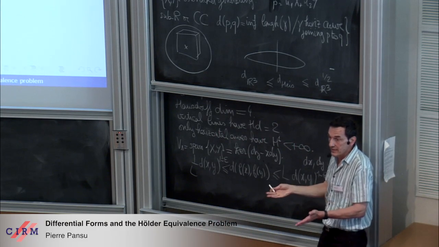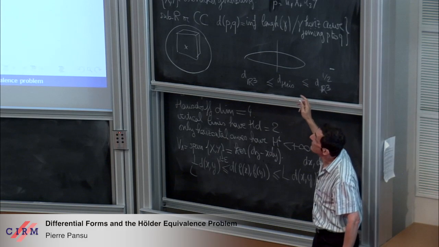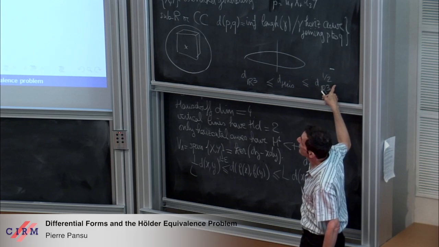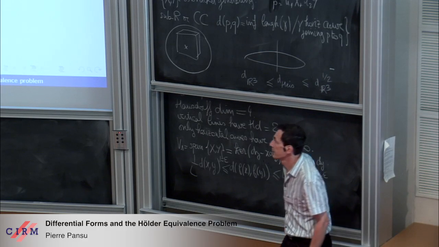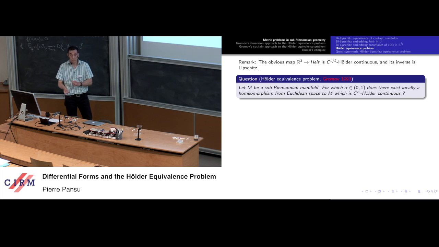So this means that the identity from R3 Euclidean to R3 with the Heisenberg metric is Hölder with exponent 1/2, and the reverse map is Lipschitz, right? And now the question that Gromov advertised some 20 years ago is whether one could do better by a change of coordinates. There is one obvious homeomorphism of R3 to Heisenberg group with these properties, Hölder-Lipschitz. But maybe there could exist another homeomorphism which does better, with a larger Hölder exponent, for instance.